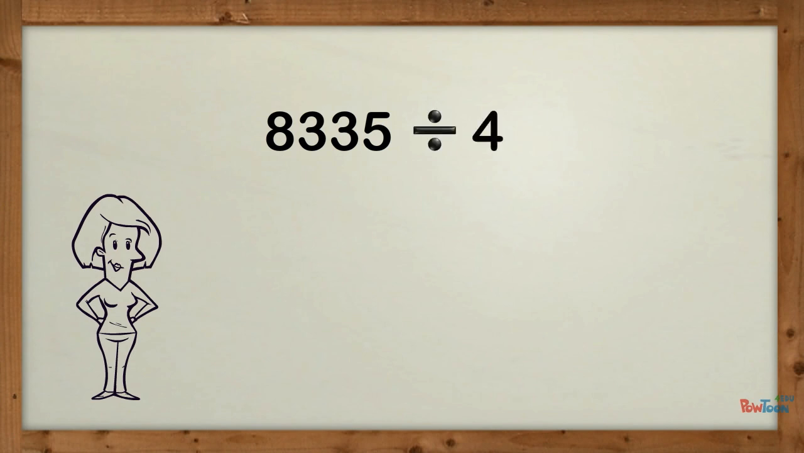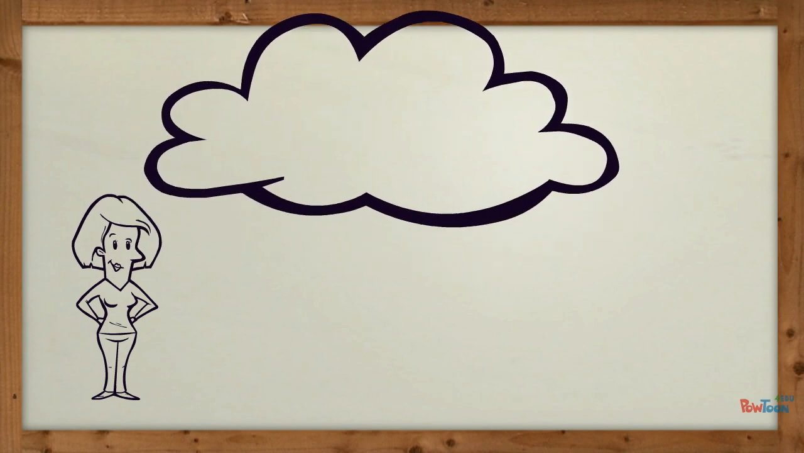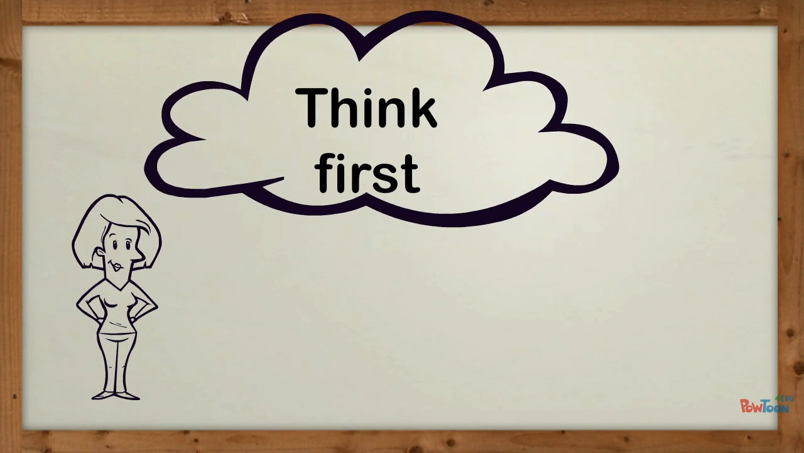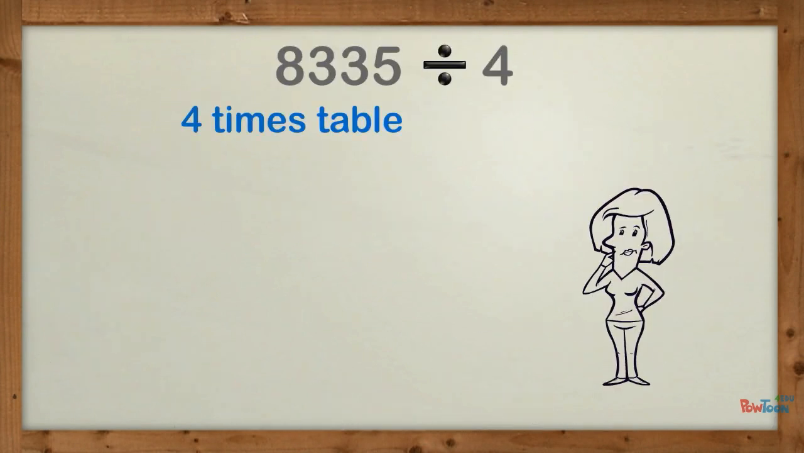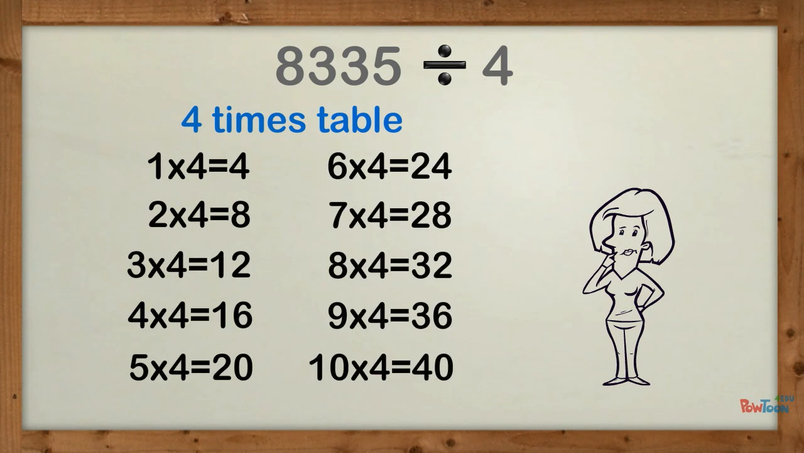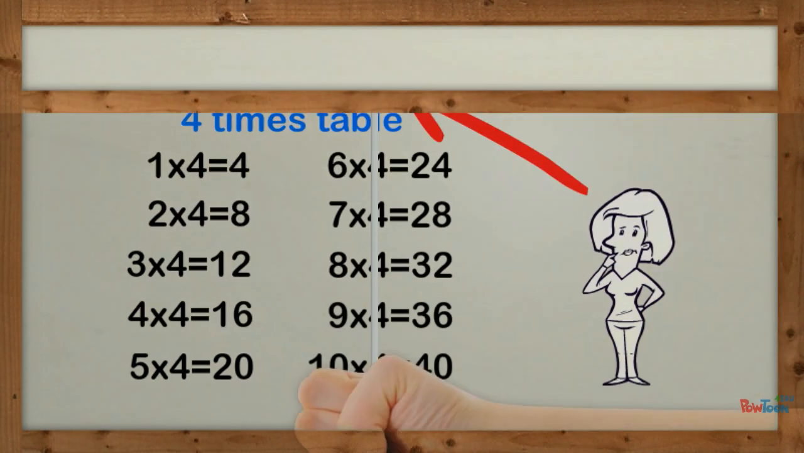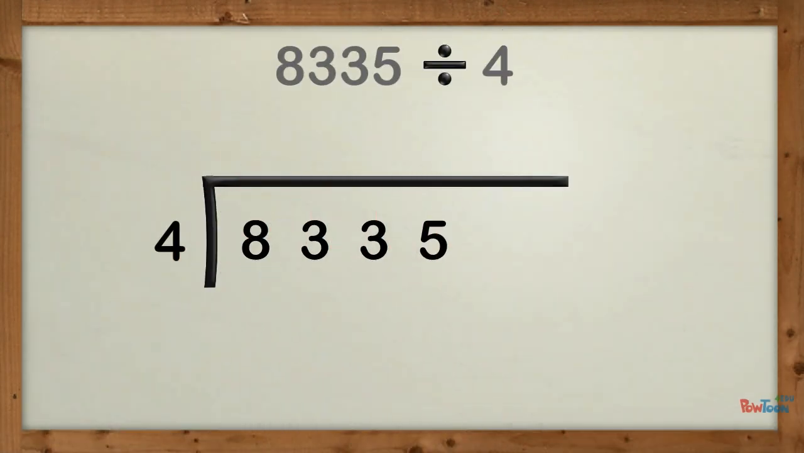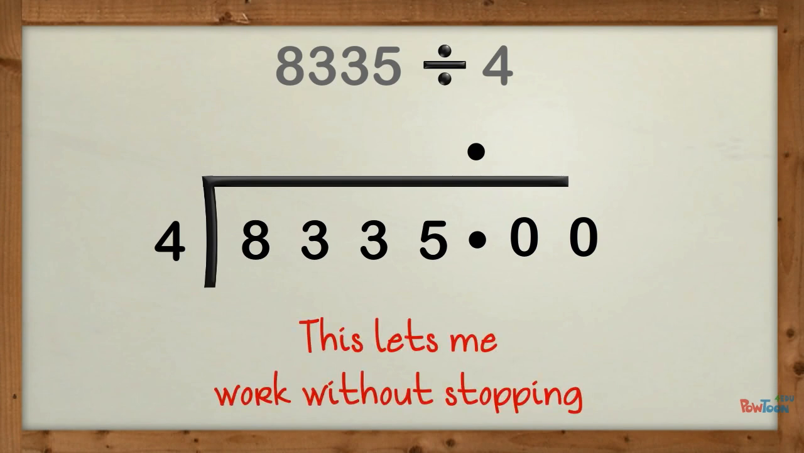One more to make sure you've got it. 8,335 divided by 4. Thinking about this problem for a moment before we even start, I know that nothing in the 4 times table ends in a 5, so I think this dividend is going to give me a remainder. So I get ready for it now. I put in my decimal point in the dividend and on the answer line, and I write in my zeros. This will let me move through the calculation without stopping to readjust the workspace partway through. Now I am ready to calculate.